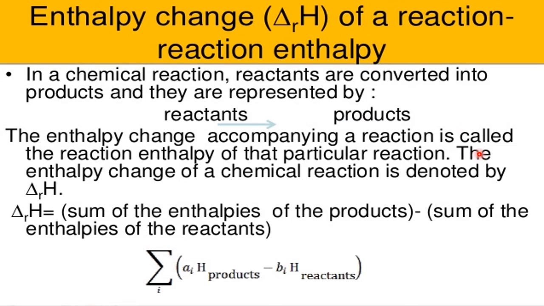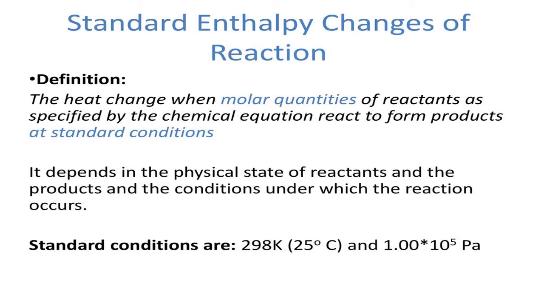Okay, right. The enthalpy change of a chemical reaction is denoted by delta HR. So how to calculate delta HR? It is calculated using the formula: sum of the enthalpies of the products minus sum of the enthalpies of the reactants. So that will give the change in the enthalpy of a reaction, or reaction enthalpy. So using the symbol, summation of products enthalpy minus summation of reactants enthalpy. Now we will understand only the theory part. When we start numericals, we'll use this formula.